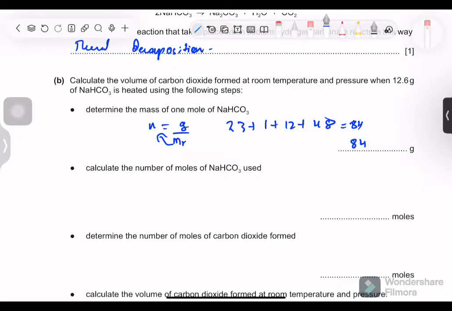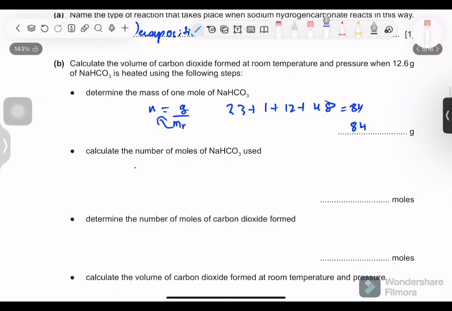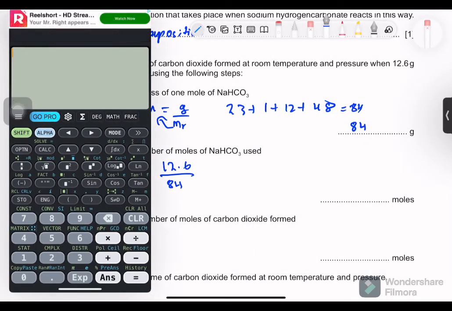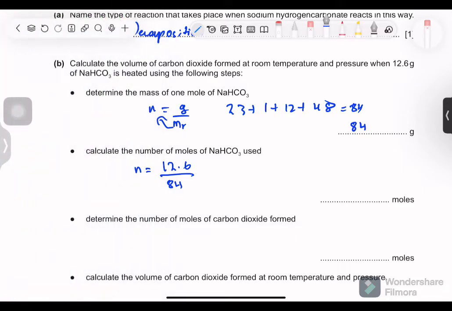Okay, next, calculate the number of moles of NaHCO3 used. We know that 12.6 gram is present, and now we want to know the number of moles. We know the Mr, we know the mass of 1 mole. So the moles can be calculated by this formula again, g over Mr, 12.6 over 84, which is 0.15.